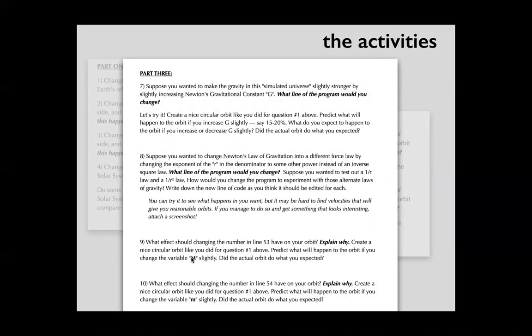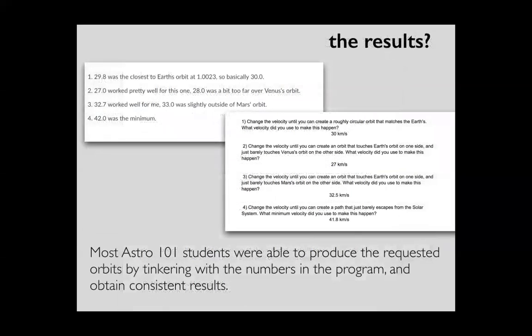Finally, asking students what would happen if you changed big M, the mass of the sun, what would happen if you changed little m, the mass of the orbiting object, and then to actually do that and to see what happens. As far as the results go, I gave this assignment to my astronomy class a few weeks ago, and most of the students in an introductory astronomy class seemed perfectly capable of digging into the code and tinkering with the parameters and getting answers for the orbital speeds that were correct, that gave the orbits that were asked for.